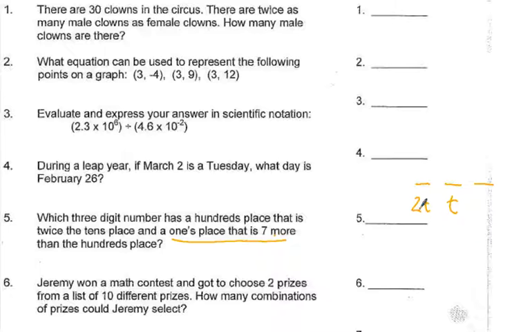2 plus my 7 would be 9. Well, I can't have a digit that is larger than 9. I would have to use another place value. So I know immediately that this has to be 9, this has to be 1, and this has to be 2.